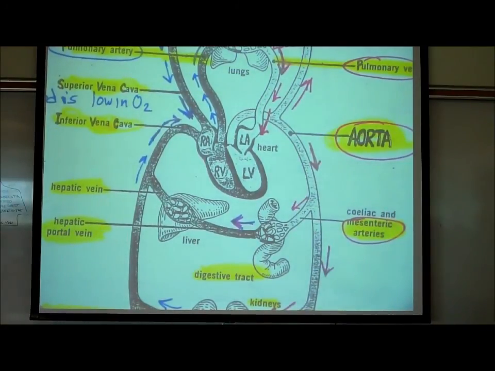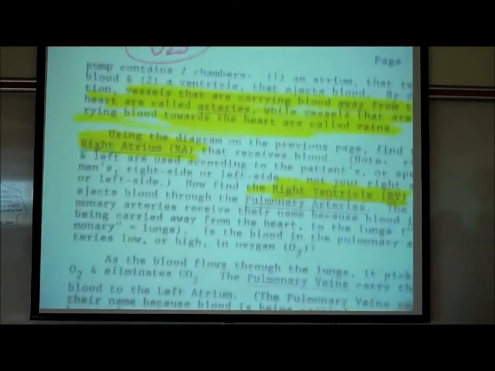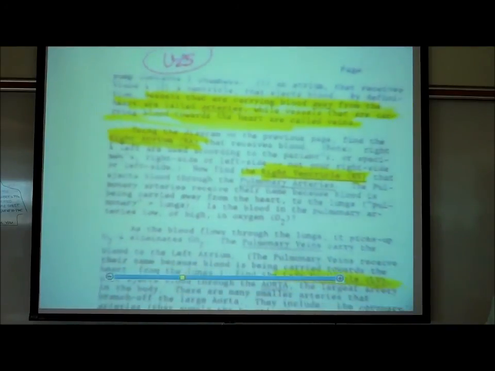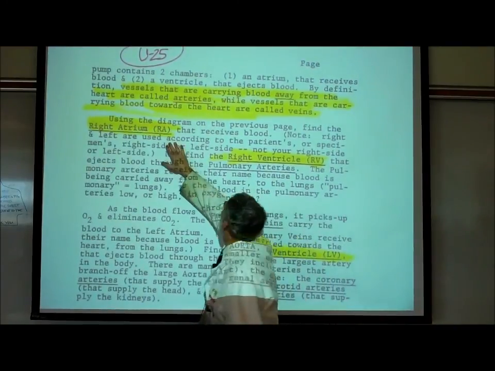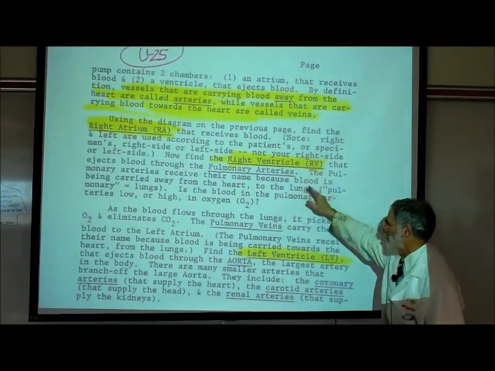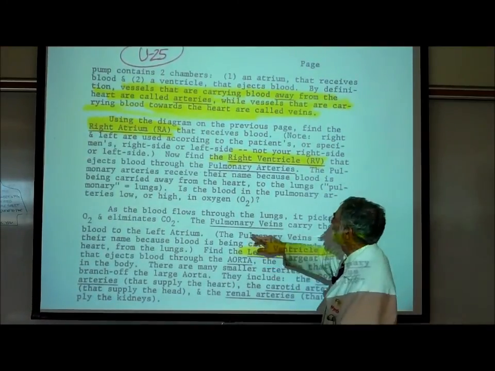Now, these terms are actually written on the next page, U25, just to see where they're written. So if you look on page U25, you will see underlined are the words right atrium, RA, right ventricle, RV, left ventricle, LV. So all the terms are there.